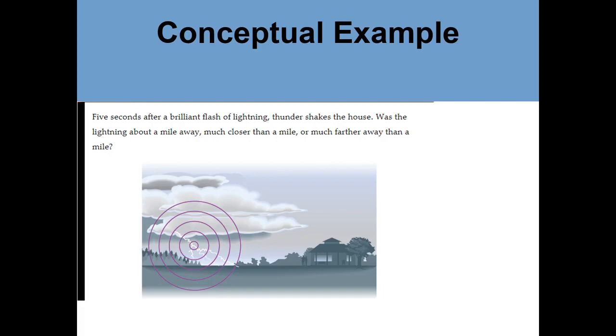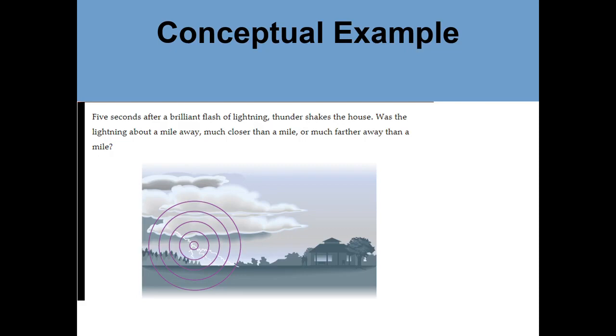Let's say you see lightning and then you hear thunder 5 seconds later. Was the lightning a mile away, much closer than a mile, or much farther than a mile? Just pause here and think about it. Remember, thunder travels at the speed of sound. In air, it's about 343 meters per second. So every second, it travels 343 meters. In 5 seconds, how far does it travel? That's 343 times 5.